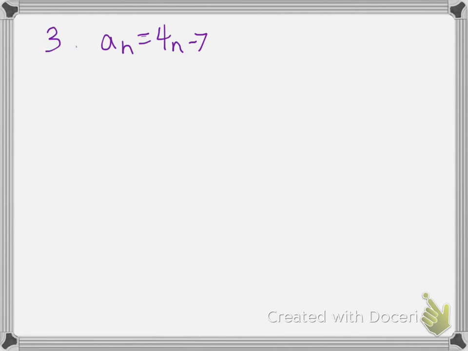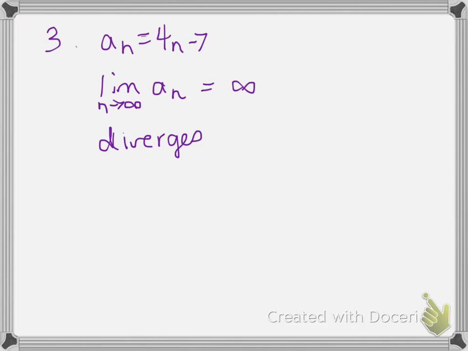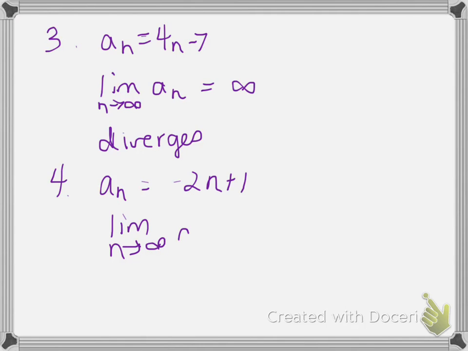Anytime you're trying to find whether it converges or diverges, basically what you're trying to figure out is the limit of that sequence. Alright, 4n minus 7 is a line. It's going up forever because the slope is positive. So this is going towards infinity. So this diverges. You can't just say converges or diverges. You have to have a reason. If you have a(n) equals negative 2n plus 1, this is still a line, but the slope is negative. So that means it's going down every time, but it still diverges.